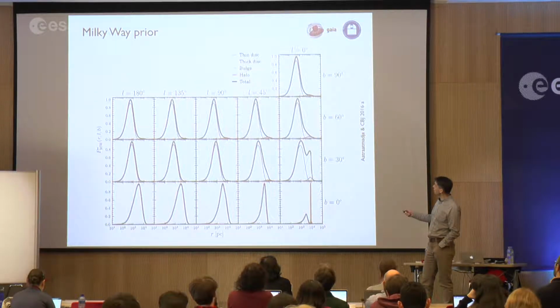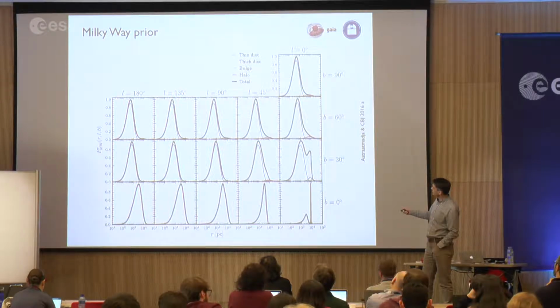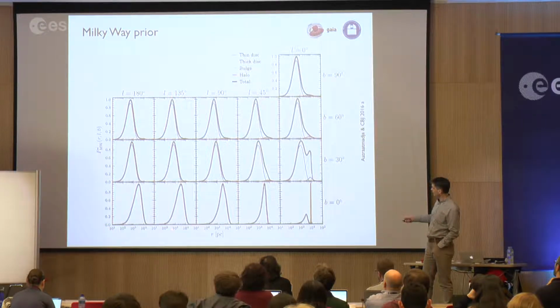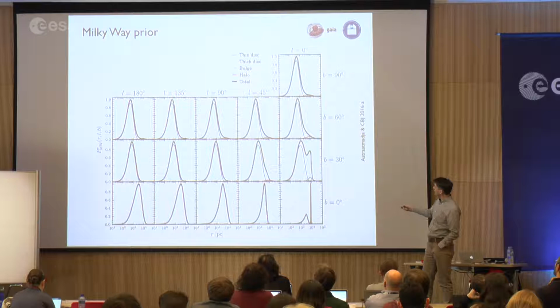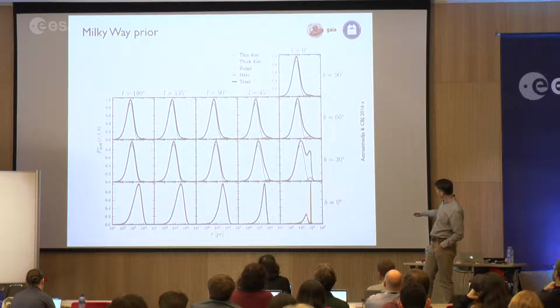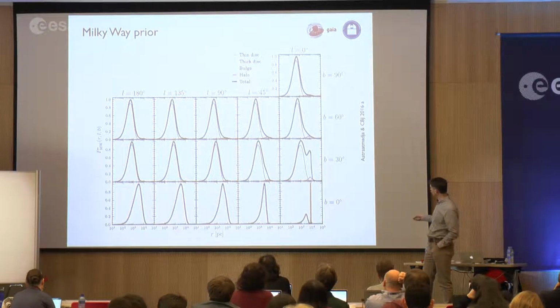So the prior itself is a probability density function, and each of these is a plot of the prior over distance. So this is distance here on a logarithmic scale. And each of these panels is for a different galactic longitude and different galactic latitudes. Okay? So here we have, for example, the galactic anticenter, L 180, B equals 0. And here we have the galactic center, and you see this peak here going towards the galactic center. Okay? It's not actually at the galactic center because of the selection function.